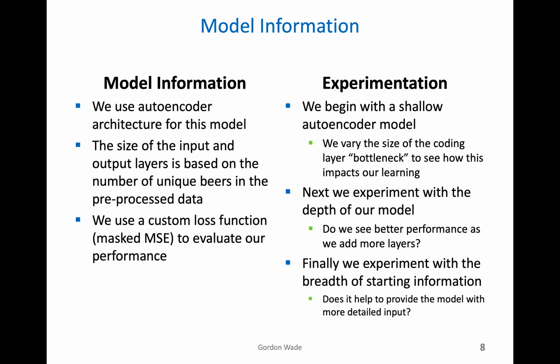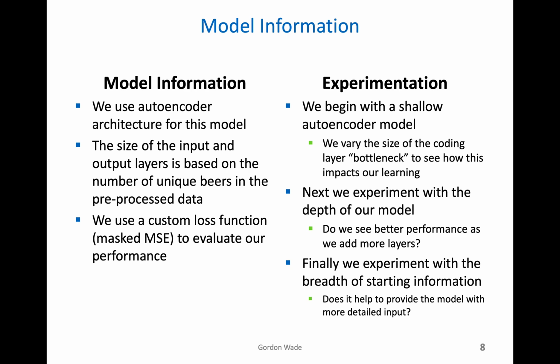All right, so about our model. I used just a basic autoencoder architecture and several different variations on this throughout the experiment. The size of the input and output layers is based on the number of unique beers that we have. And then we importantly did have to use a custom loss function. It's a standard MSE function, but because we're predicting more outputs than we have inputs, we have to mask those and only compare the MSE to the data that we actually have in our input set.